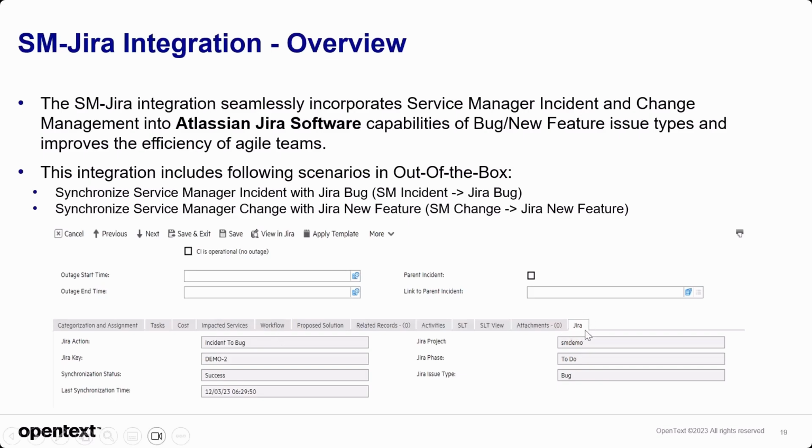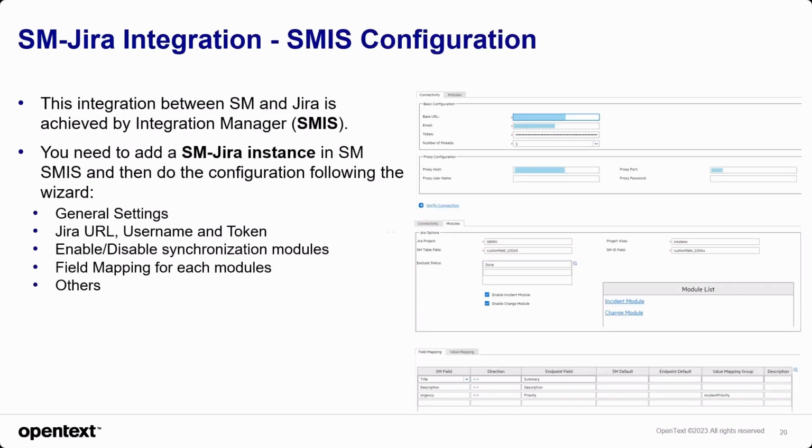So as you can see in the current screen, a new Jira tab has been introduced in the change record, incident record, sorry. So later I will also give you a demo around this part. For this SM Jira integration, we build this integration through our common integration manager, Smith. So we try to leverage this Smith to cover the majority of the SM integration. Of course, you need to add the SM Jira instance in the SM Smith and do some corresponding configuration.